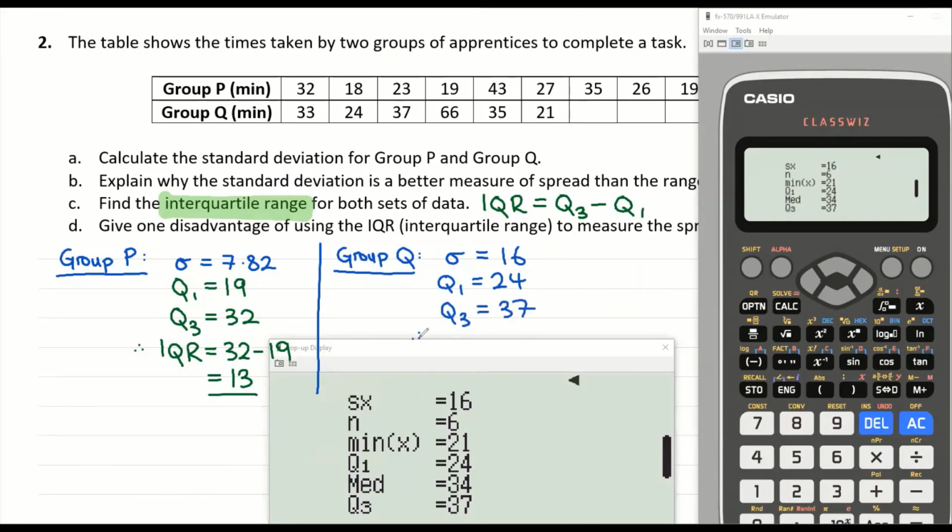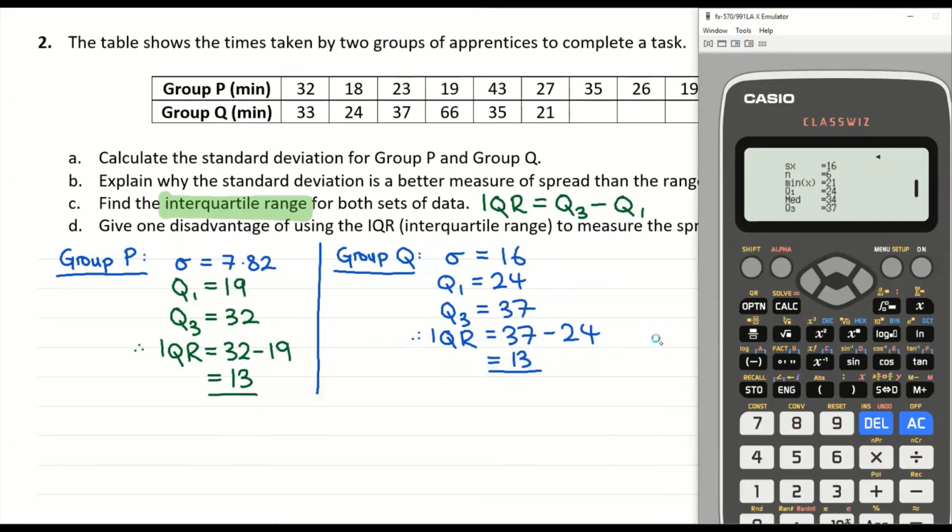So once again, we just do a simple subtraction. Therefore the IQR is the difference between those two. So that's 37 subtract 24, which equals 13. Okay, so that concludes all the calculations. So now we just have to draw some conclusions from this.